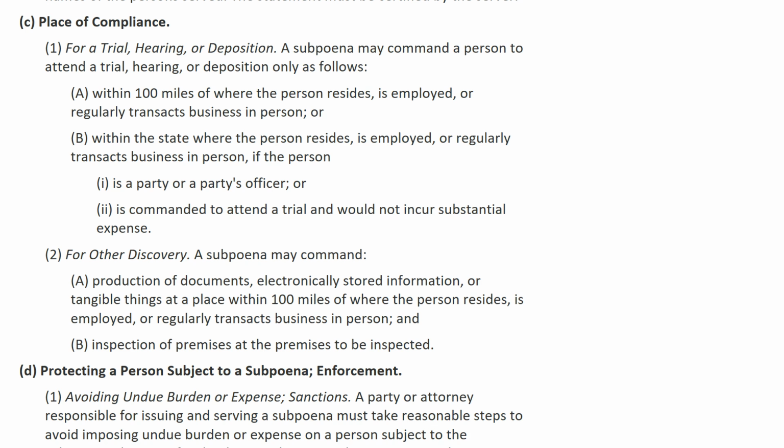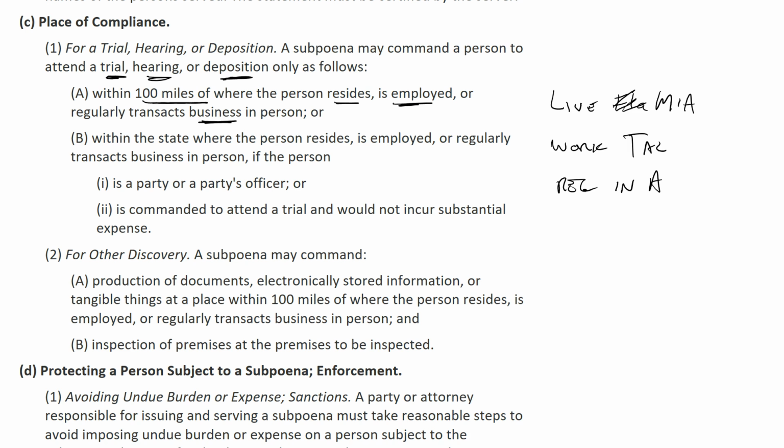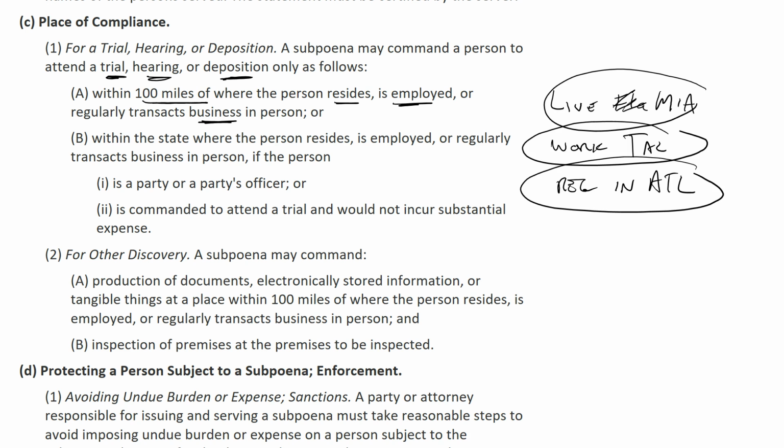All right, and here's the part I was just hinting at. A subpoena can command a person to attend trial, hearing, or deposition only as follows: within 100 miles of where they reside, or are employed, or regularly transact business in person. Right? So say I live in Florida. All right. Say I live in Miami. All right. Say I work in Tallahassee. Okay. I commute. And I also regularly do business in Atlanta, Georgia. Okay. Well, this is a place where I reside, a place where I'm employed, and here's a place where I regularly transact business in person.